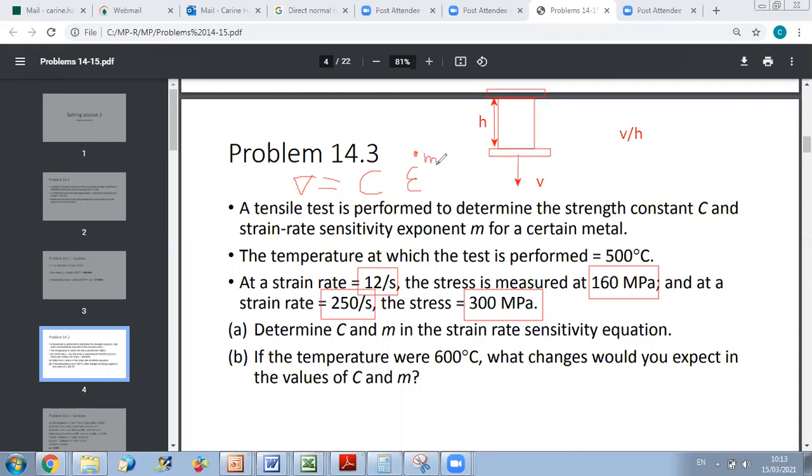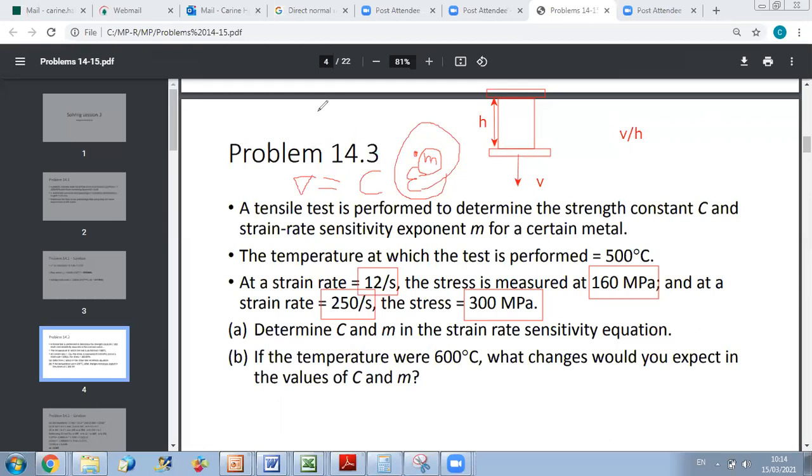Now, at room temperature in general, the strain rate will not affect the stress widely. So m is close to 0 for ambient temperatures. But as the temperature increases, the strain rate will affect the value of stress more. This is what we call strain rate sensitivity. So the sensitivity to strain rate will increase when increasing the temperature.